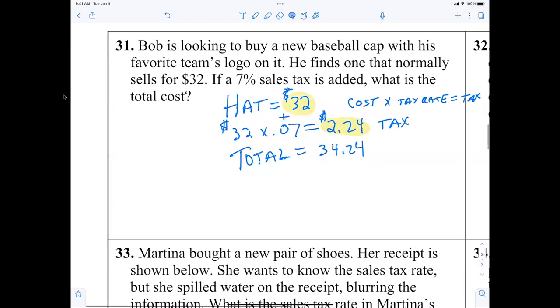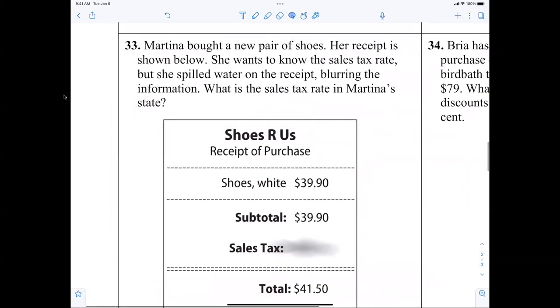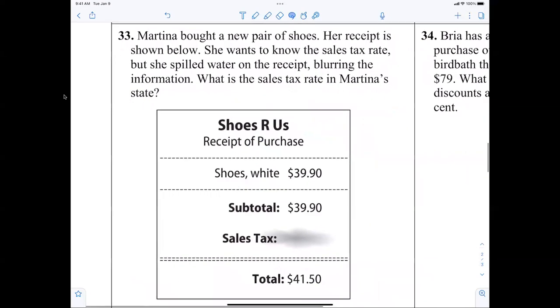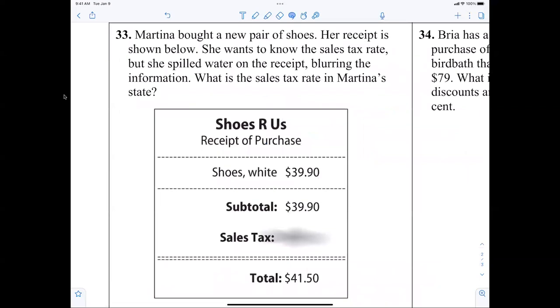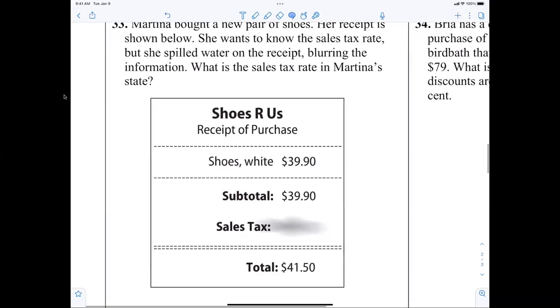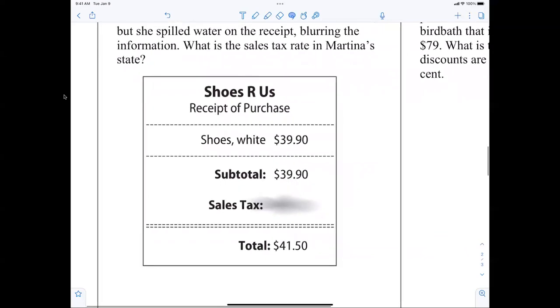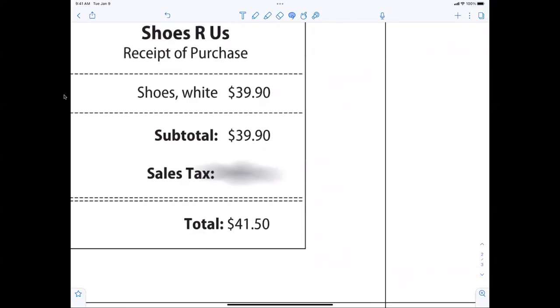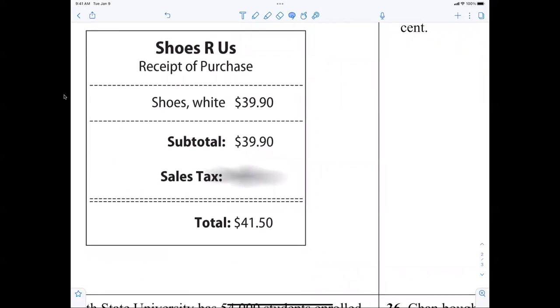All right. Here we go. Next, 33. Ooh, you got a tricky one. Read. Number 33, you're up. Mr. Carlson bought a new pair of shoes for the seashore tomorrow. She wants to read the sales tax rate. What is the sales tax rate? All right. So here we have it right here. Can you calculate how much she spent on tax?